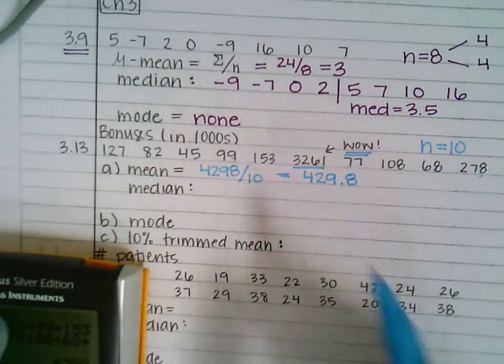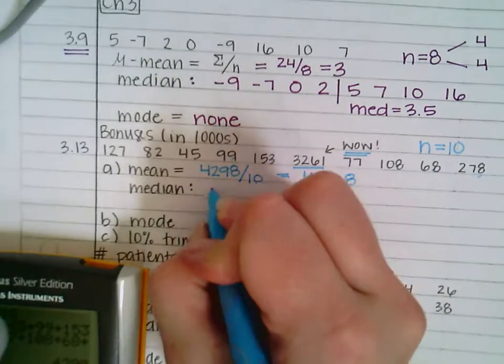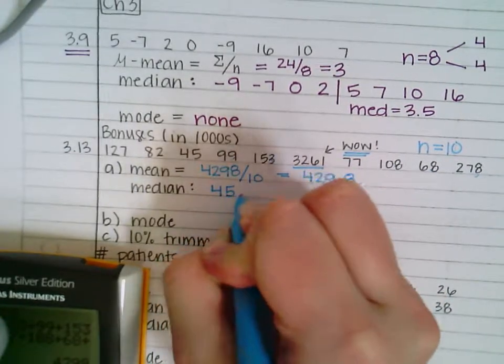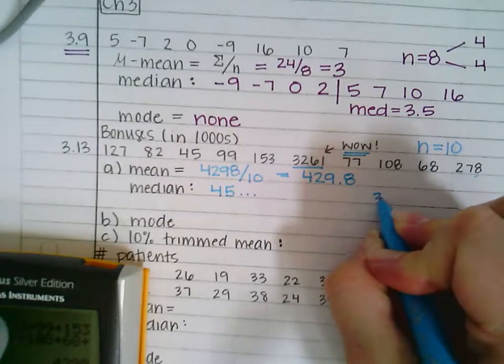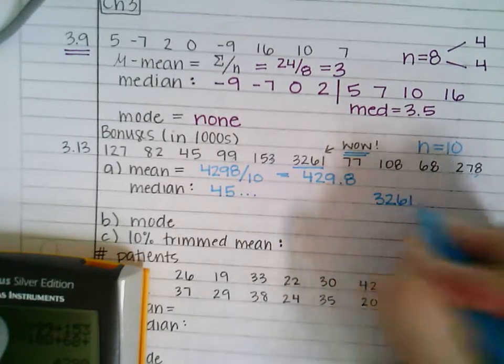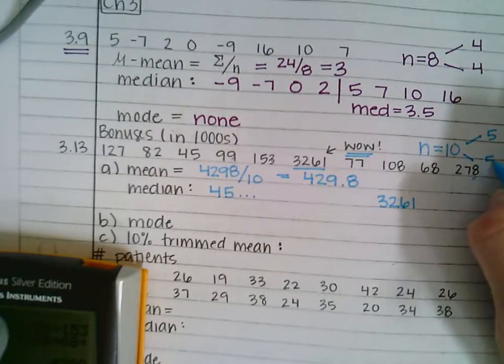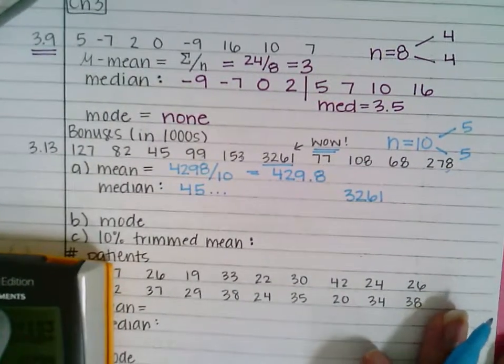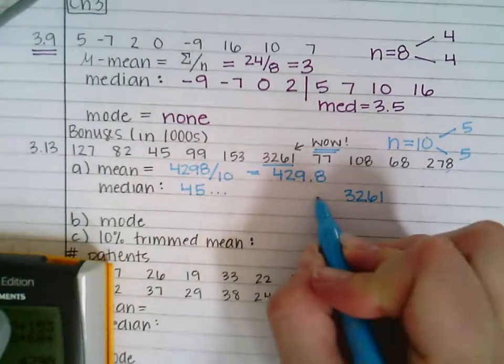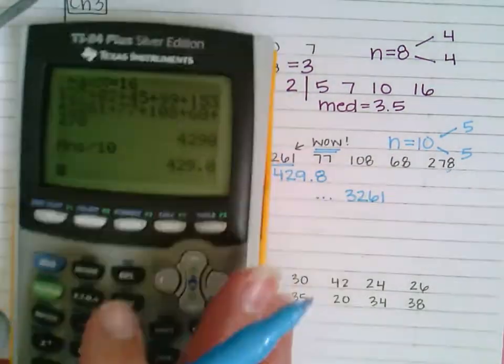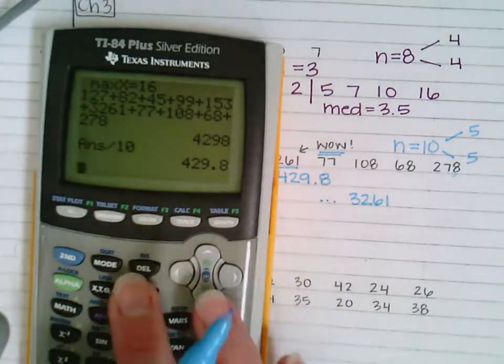In order to find the median, I would need to put these in order. So I would start with 45, and I would end with 3261. Now remember, n, if it's 10, it's going to be somewhere in between the 5th and the 6th term, okay? But I can kind of show some work here and then go to my calculator.